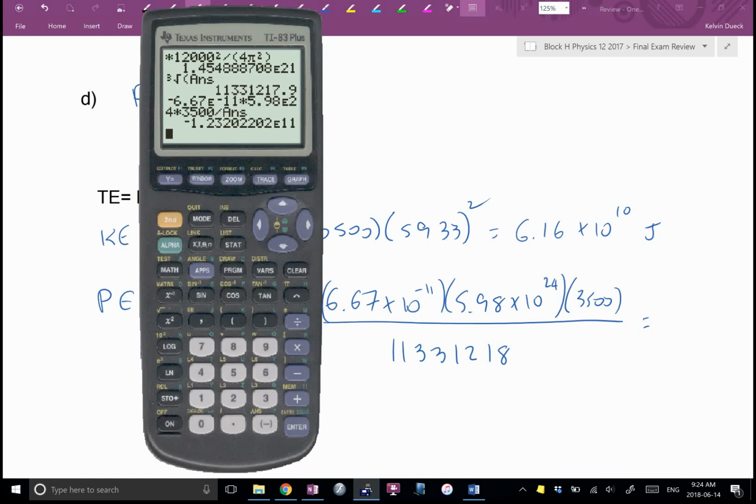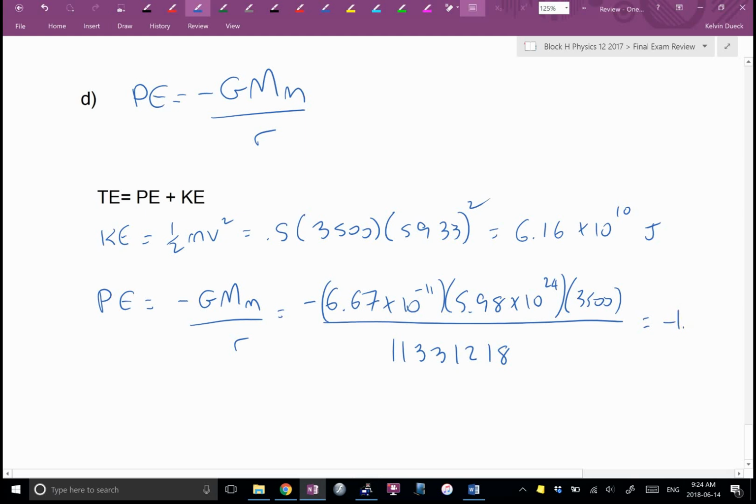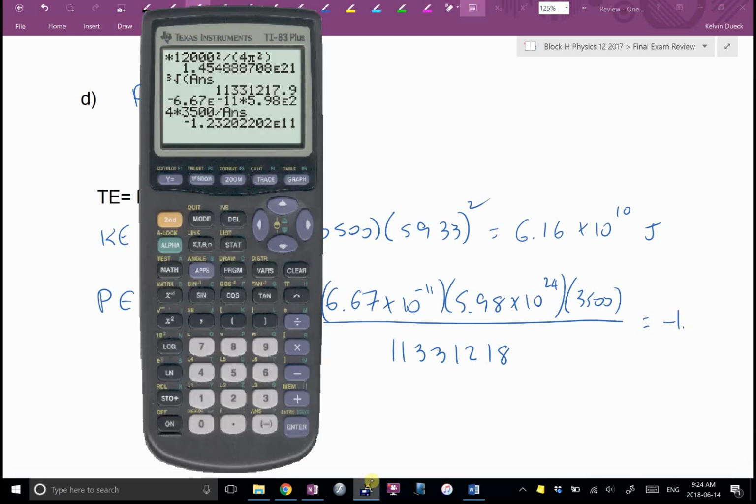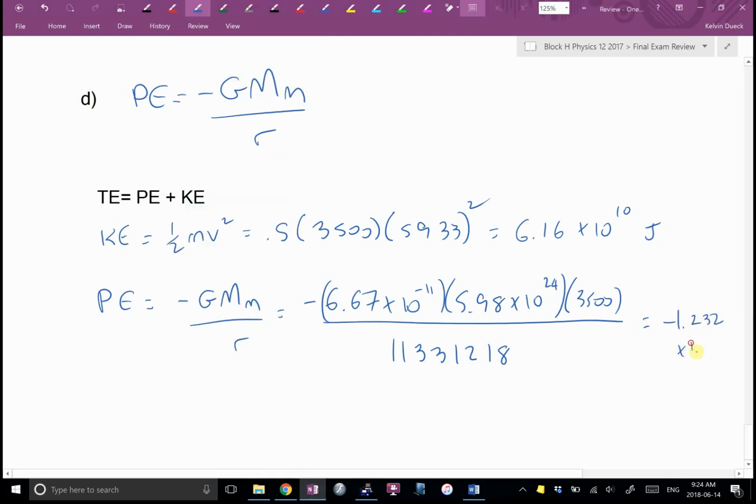You get negative 1.232 times 10 to the 11th? Yes. 1.232 times 10 to the 11th joules. So what's the total energy? Add them up.